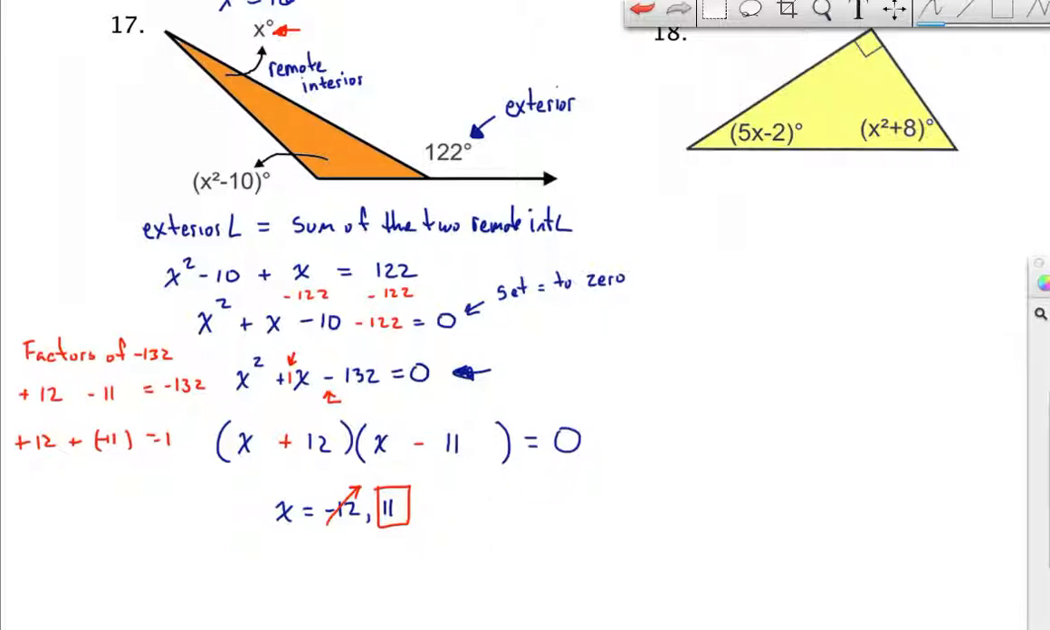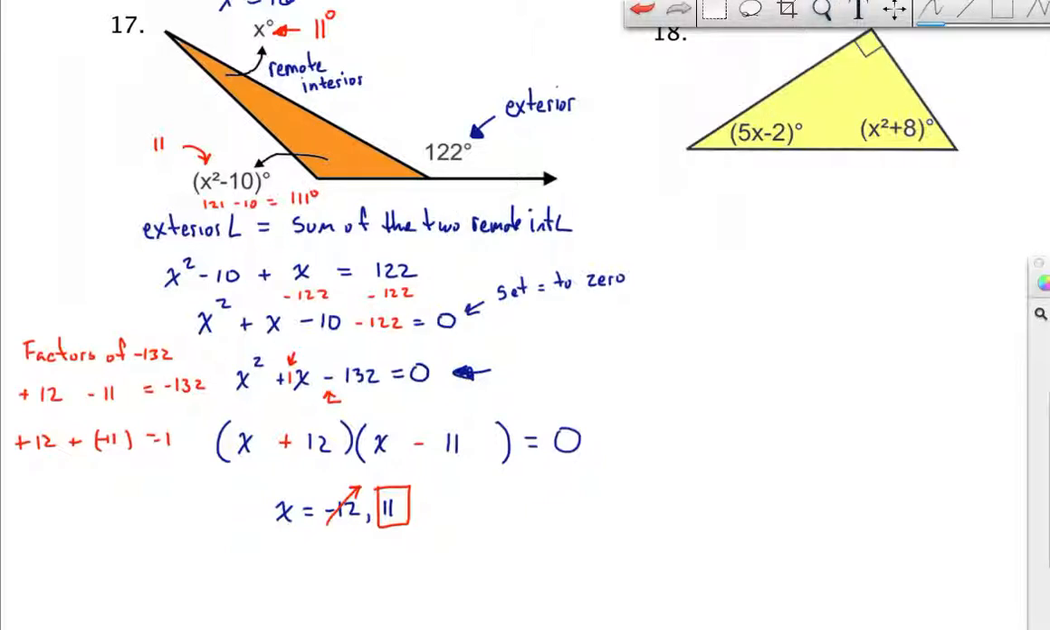What will this value of x be here? It's 11 degrees, right? What would I do here? You plug in 11. Right, 11 squared minus 10. What would that give us? 111. It's 121 minus 10, so it's 111. Is 111 plus 11 122? Yeah. All right, so that worked.